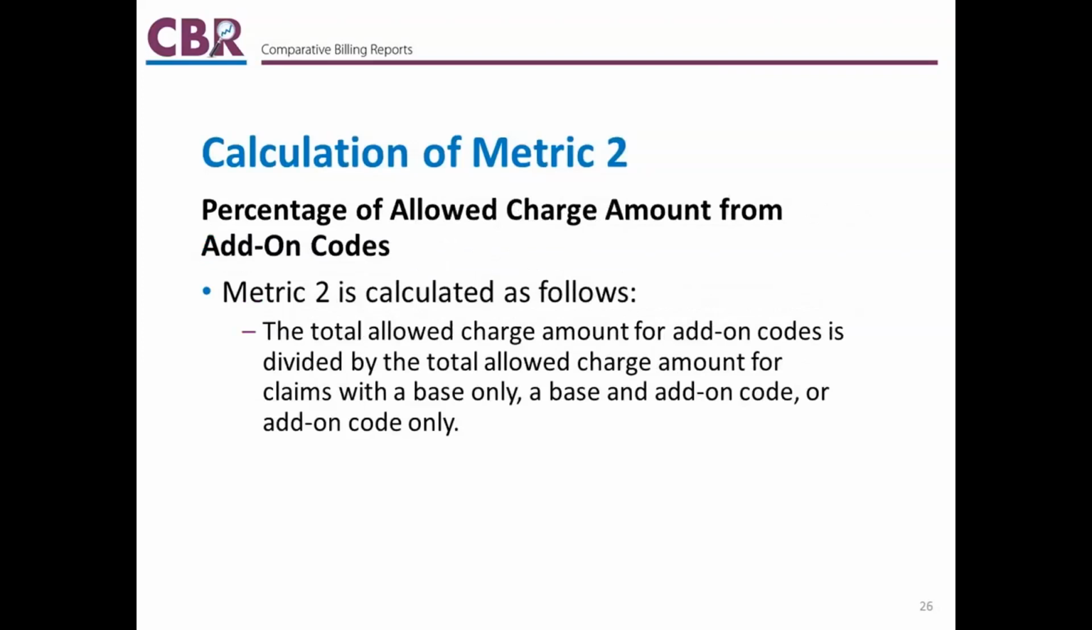Next, we have metric 2, percentage of allowed charge amount from add-on codes. Metric 2 is calculated by dividing the total allowed charge amount for add-on codes by the total allowed charge amount for claims with a base only, a base and add-on code, or add-on code only. With that in mind, let's see where the sample provider fell with their results.